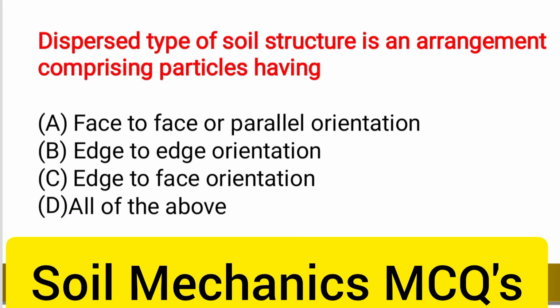Next question, dispersed type of soil structure is an arrangement comprising particles having: option A, face to face or parallel orientation; option B, edge to edge orientation; option C, edge to face orientation; option D, all of the above. So the correct answer is option A, face to face or parallel orientation.